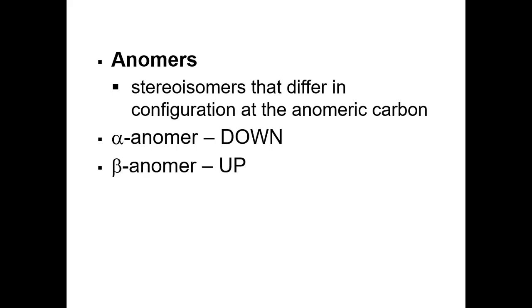So, an anomer is defined as a stereoisomer that differs in the configuration at the anomeric carbon. We have two types of anomers. The first one is an alpha anomer and the other one is a beta anomer. So, when we say alpha anomer, it is down. The OH is down. Ano ba yung ibig sabihin ng down?